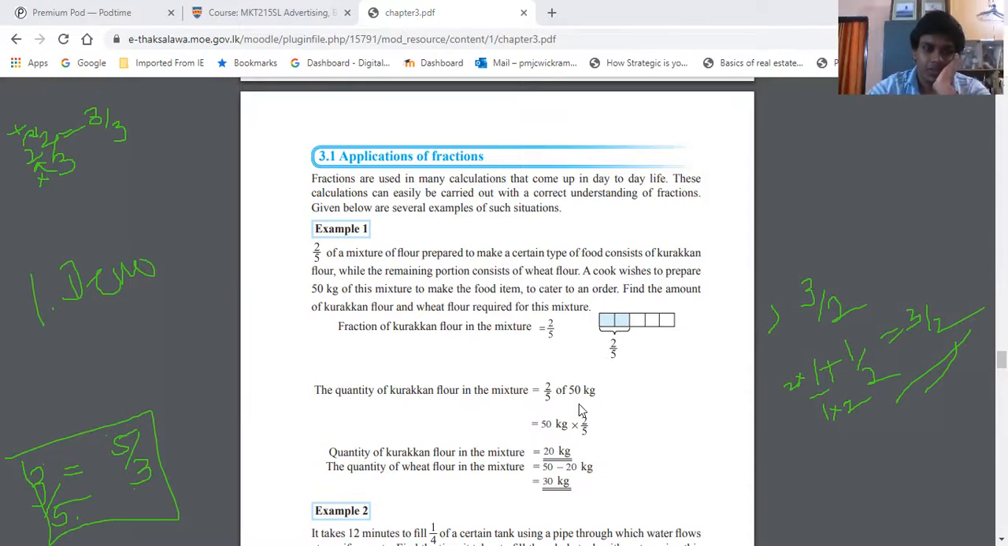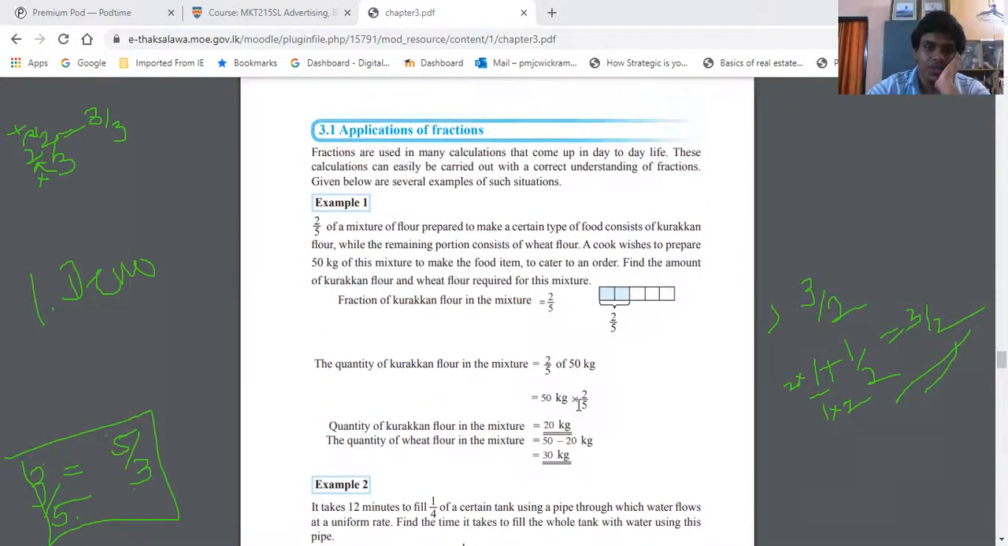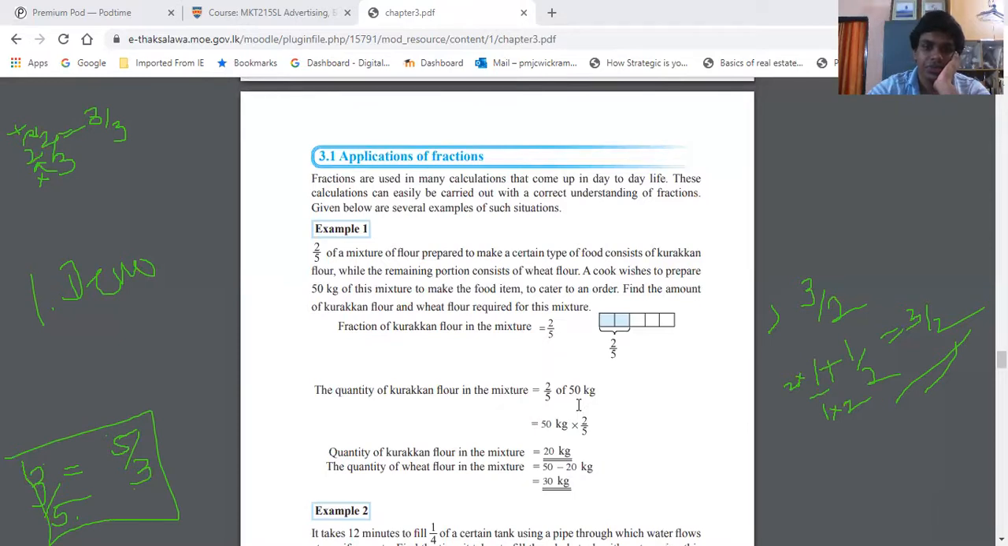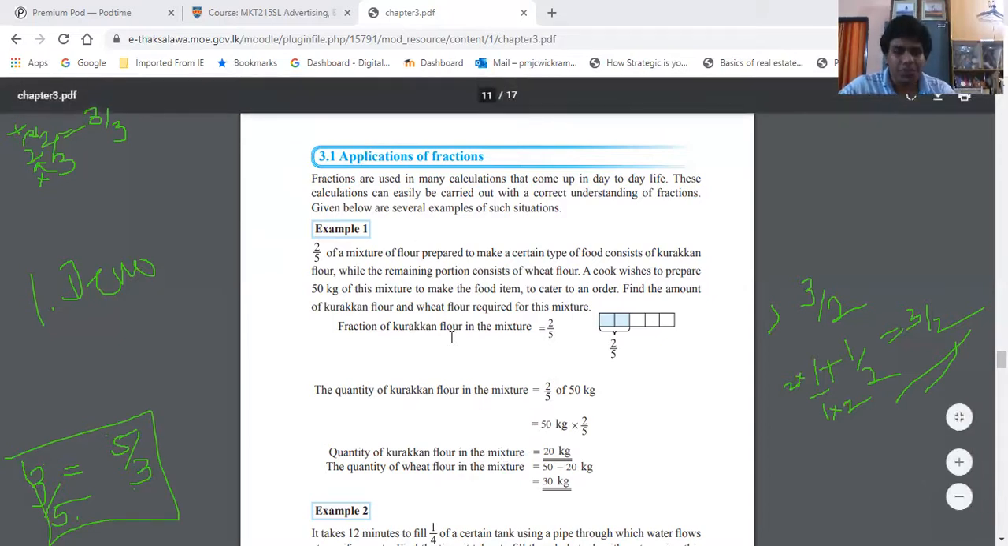Fraction of Kurakan flour is 2/5. Quantity of Kurakan flour in the mixture is 2/5 into 50 kilograms, which will give you the quantity of Kurakan flour in the mixture, 20 kilograms. The quantity of wheat flour in the mixture is 50 minus 20, 30 kilograms. Did you understand?